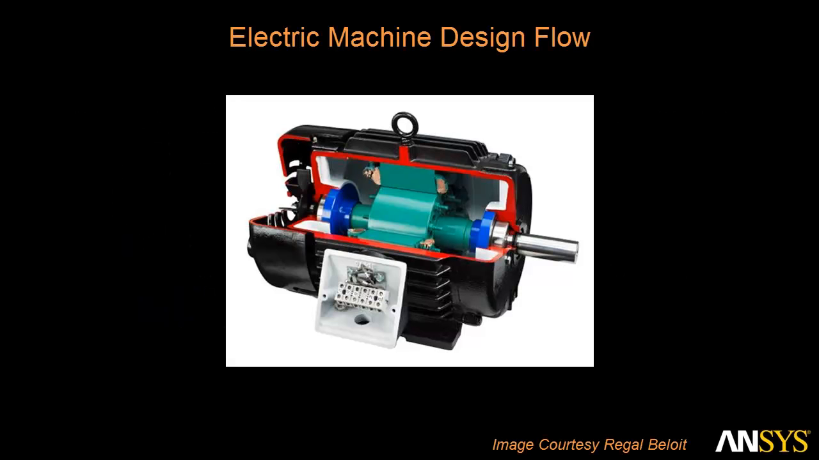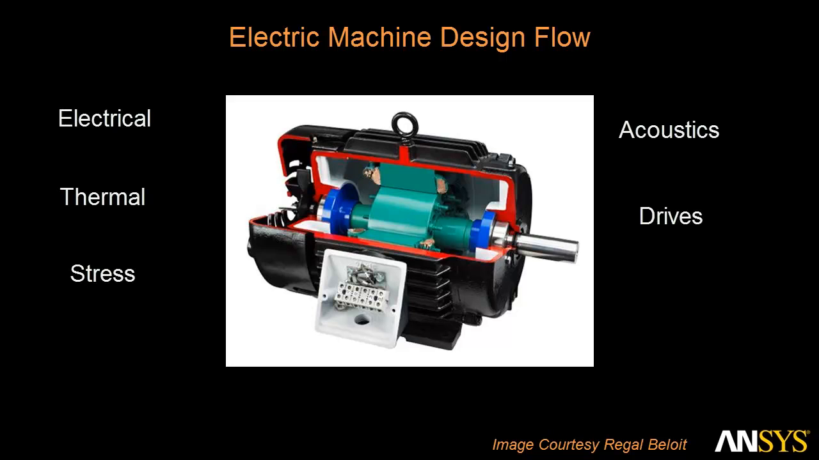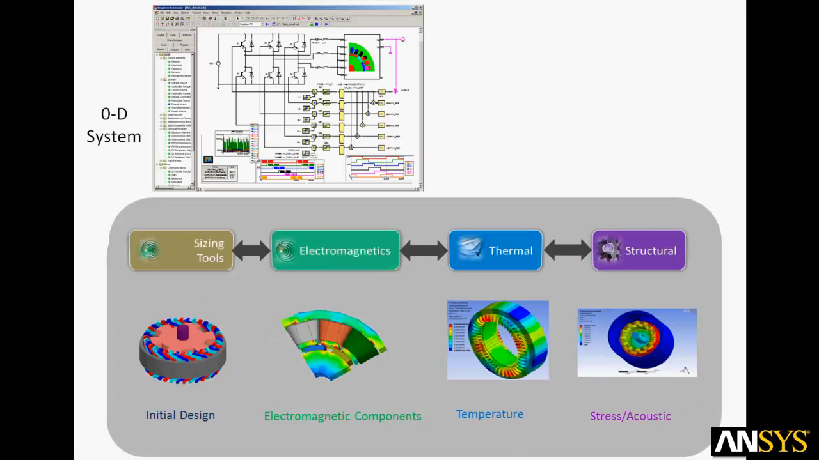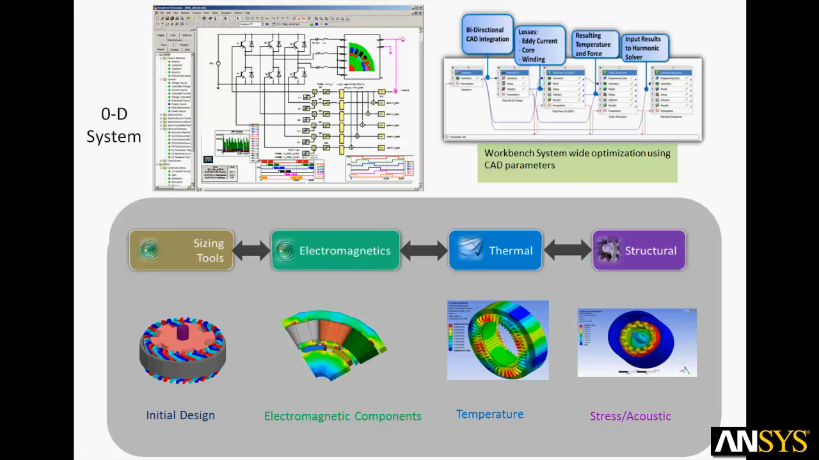In the next few minutes, we will show an overview of how Ansys can help you design electric motors in a logical flow, from initial design all the way to fully coupled electrical, thermal, stress, acoustics, and drives. Ansys provides a complete design flow that progresses from analytical design sizing options to rigorous electromagnetics design to fully coupled electromagnetic, thermal, stress, and acoustic physics modeling. Finite element analysis of the electromagnetics is the foundation for creating physics-based models that are used with 0D systems models. And the Ansys Workbench can be used to manage multiphysics design and perform system-wide optimization.